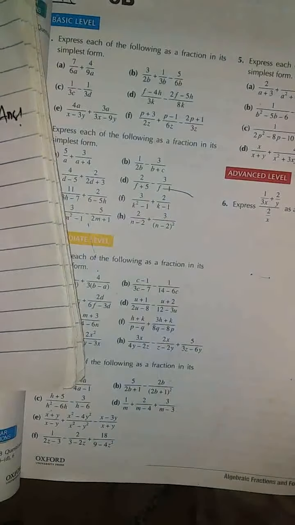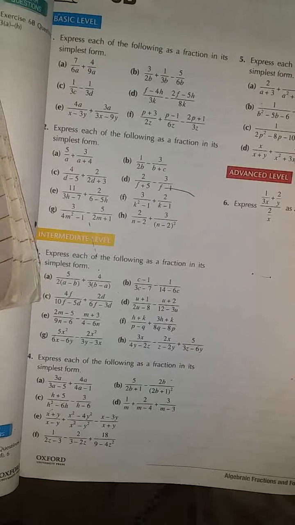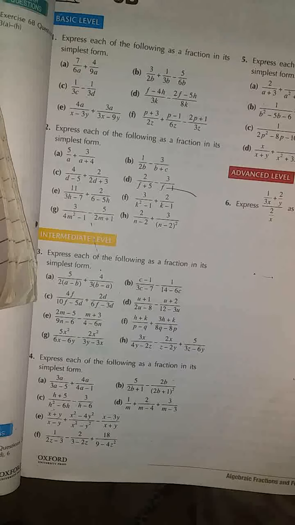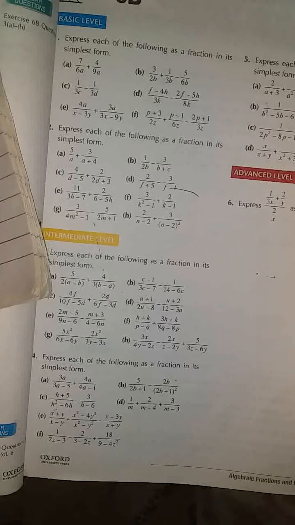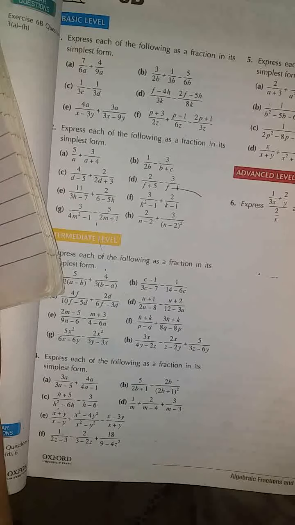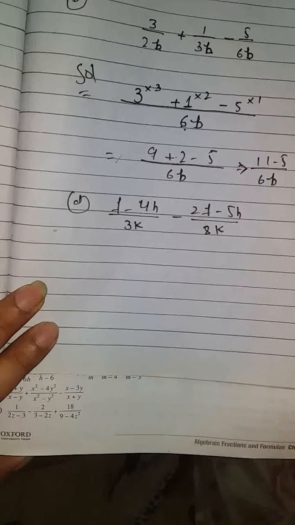C part, D part is f minus 4h divide 3k minus 2f minus 5h divide 8k. This is D part: f minus 4h divide 3k minus 2f minus 5h divide 8k.